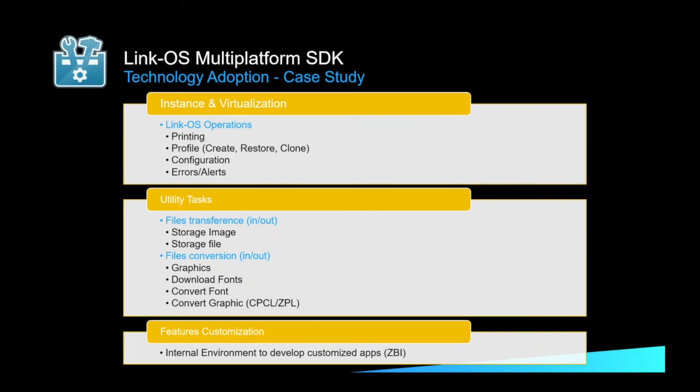Okay, going through technology adoption, we have three different subcategories that we want to mention. The first one is instance and virtualization. Instance and virtualization basically allow us as developers to work with the Linkless operations. And in the Linkless operations, Linkless is basically the operating system of our printers.